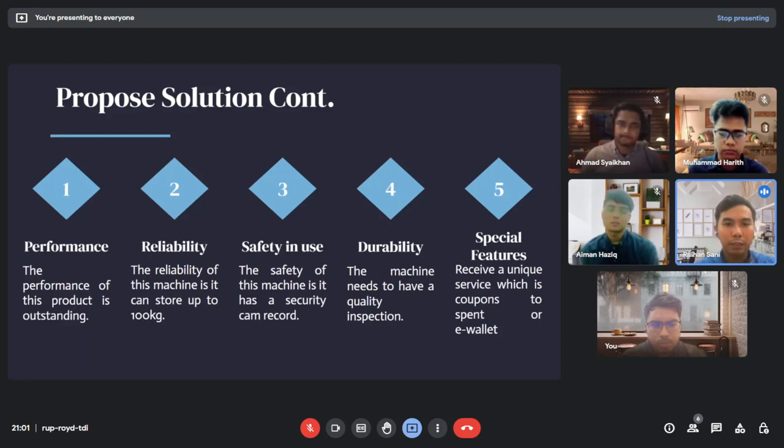Okay, for the special features, the unique feature that this machine has is that when the consumer inserts their recycled item into the machine, they will receive a unique service, which is a coupon to spend or e-wallet currency that will be sent to their e-wallet application.